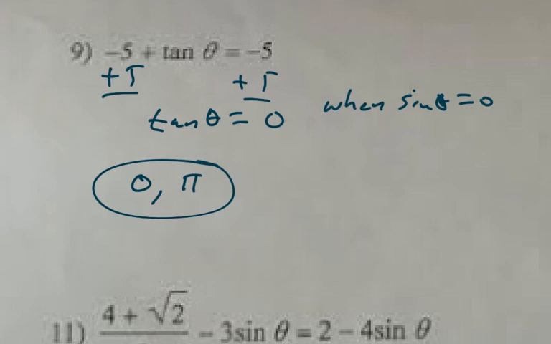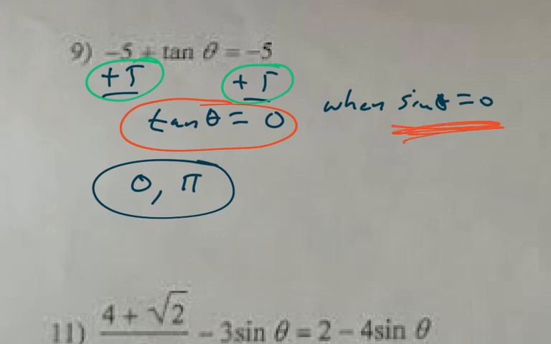Okay, number 9. All I had to do here was add 5 to both sides. And now I know that tangent theta should be 0. Well, where is tangent 0? It's wherever sine is 0, because remember, tangent is sine over cosine, right? So if sine is 0, then it makes the whole fraction 0. Well, that's at 0 and pi.